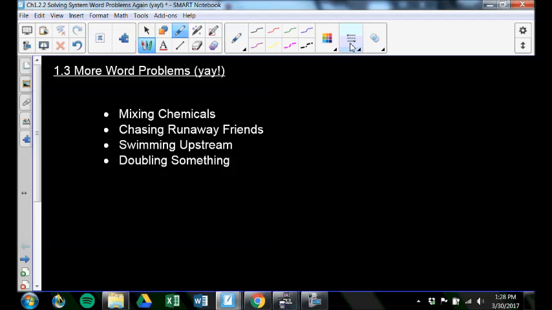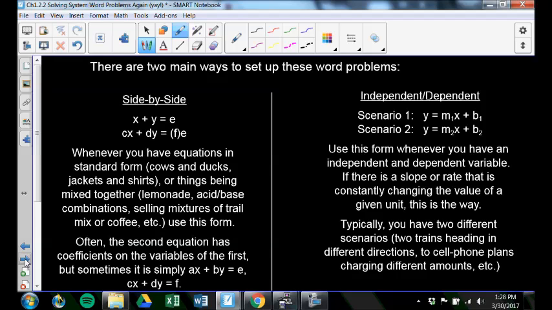We're going to do 4 examples: mixing chemicals, chasing runaway friends, swimming upstream. This is actually going to be a boat going upstream, but whatever. And then doubling things. I had this at the end of the last video.